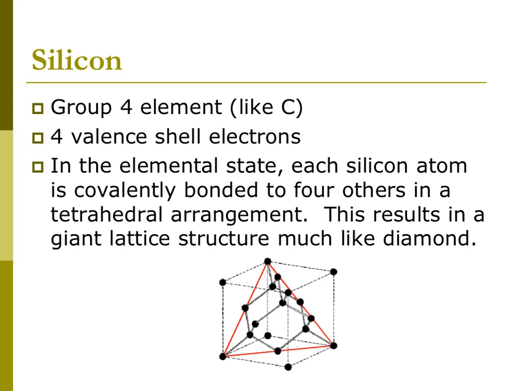Another element that is well known to make these network covalent bonds is silicon. It's also in group 4, located right under carbon in the periodic table, which means it has 4 valence electrons. So it would like to have the tetrahedral arrangement, bonding to 4 atoms in degenerate orbitals, and that's going to give it a very lattice-like structure. So the structure is going to look a little bit more like the diamond allotrope of carbon.